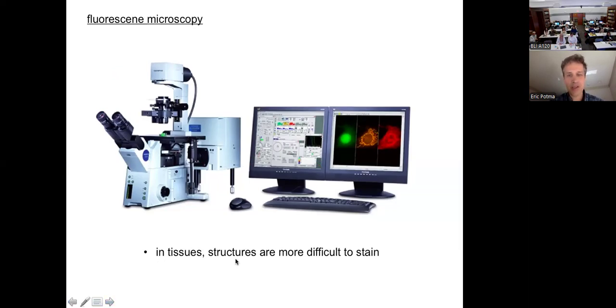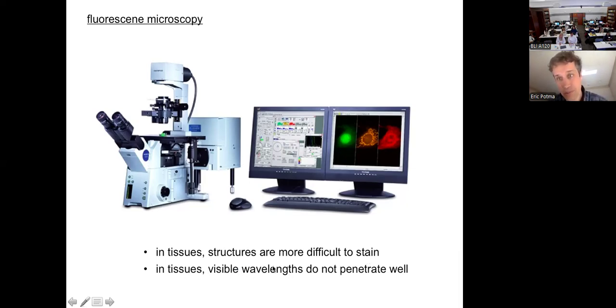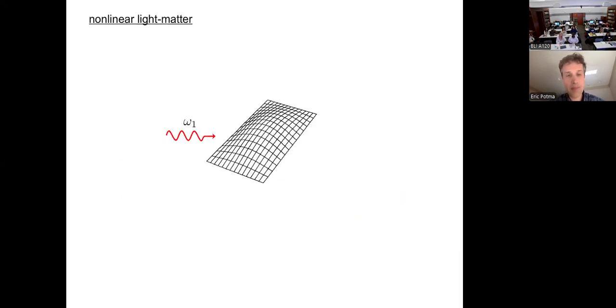So, in tissues and in some, let's say, spheroid samples, putting molecules in that absorb and fluoresce is actually kind of difficult. Not all structures are easy to stain with fluorophores. Another thing is that the visible wavelengths at which these fluorophores absorb is not so great for examining tissues because visible wavelengths scatter a lot, and so you can't go really deep. That is definitely a problem.